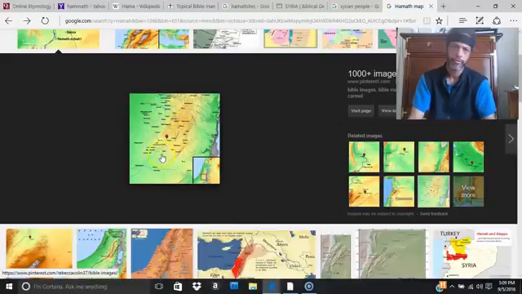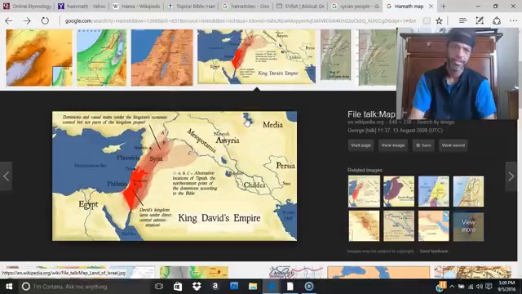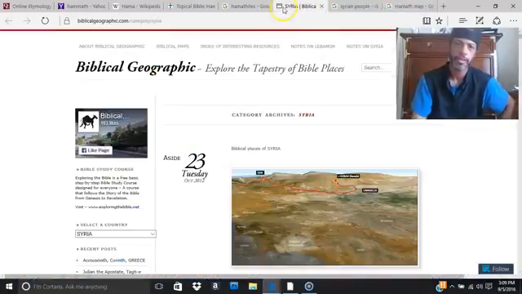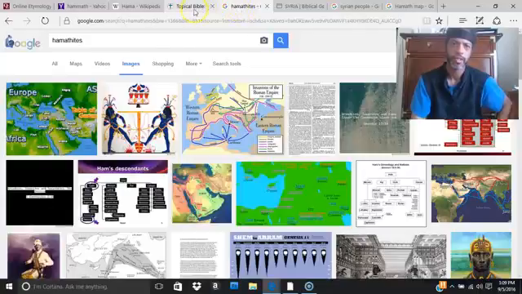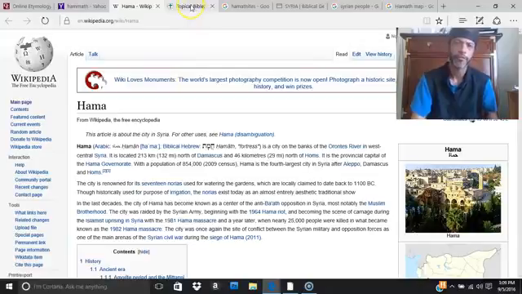Now this has a lot of information, but it is very tiny, so is it really helpful? So, trying to figure out if Hamath is the same city as Hama, but it's hard to find it.